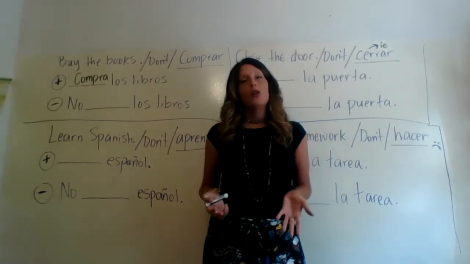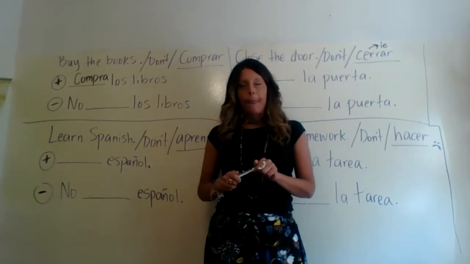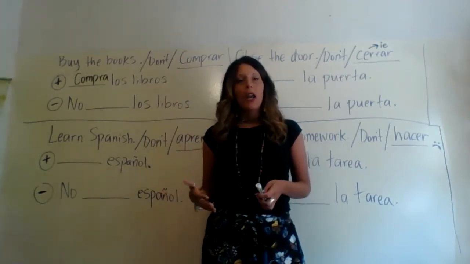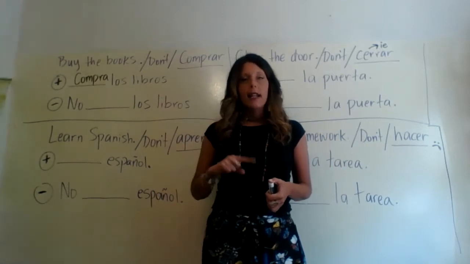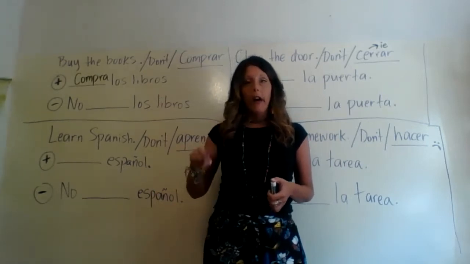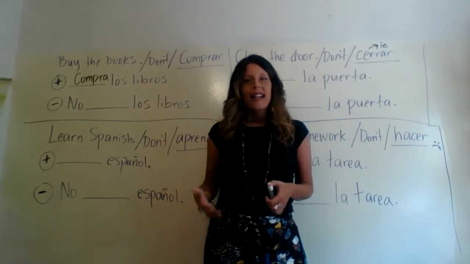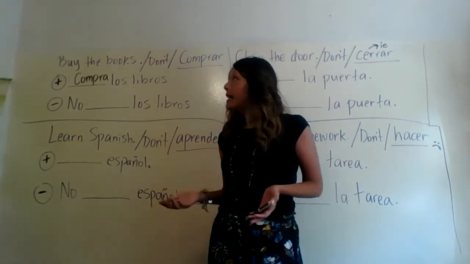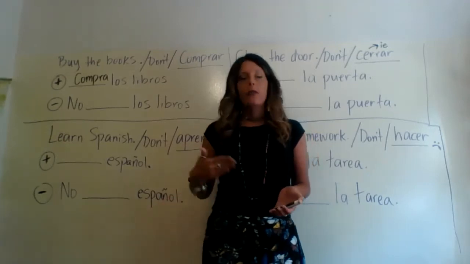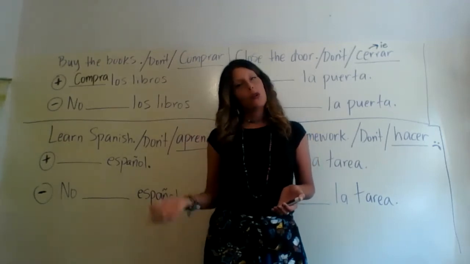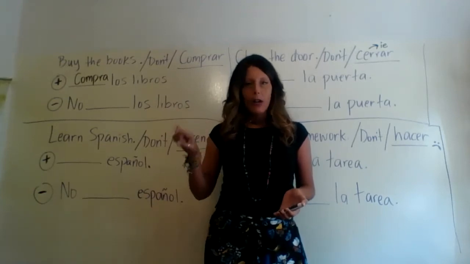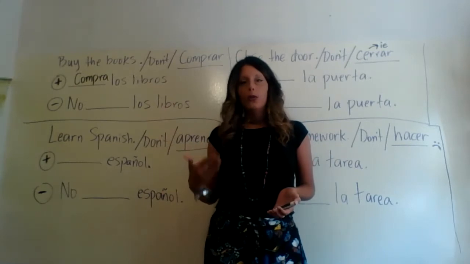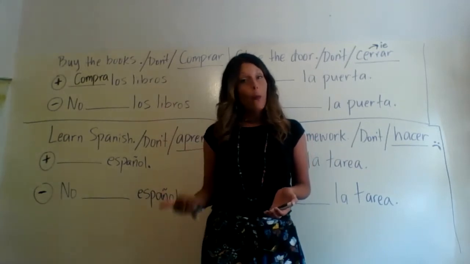Since comprar is an AR verb, my opposite ending to make a formal usted command would be the letter E. So if I wanted to make a formal usted command with the verb comprar, it would be compre, C-O-M-P-R-E. But is that where I stop now that I want to make a negative informal tú command? No, there's one more step. I have to add an S on the end. So my negative informal tú command would be compres.